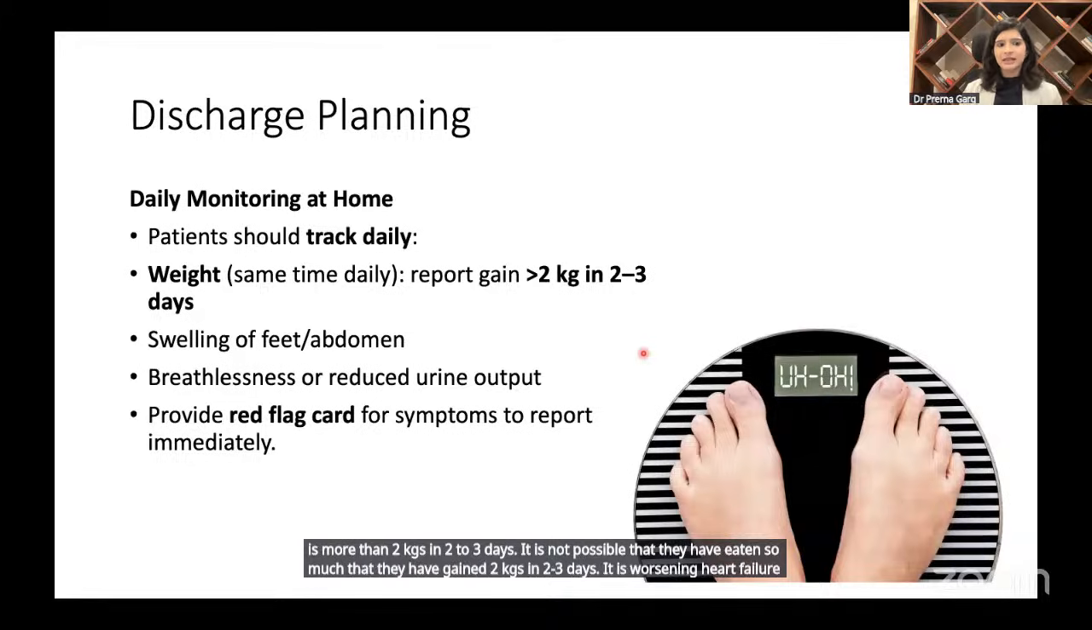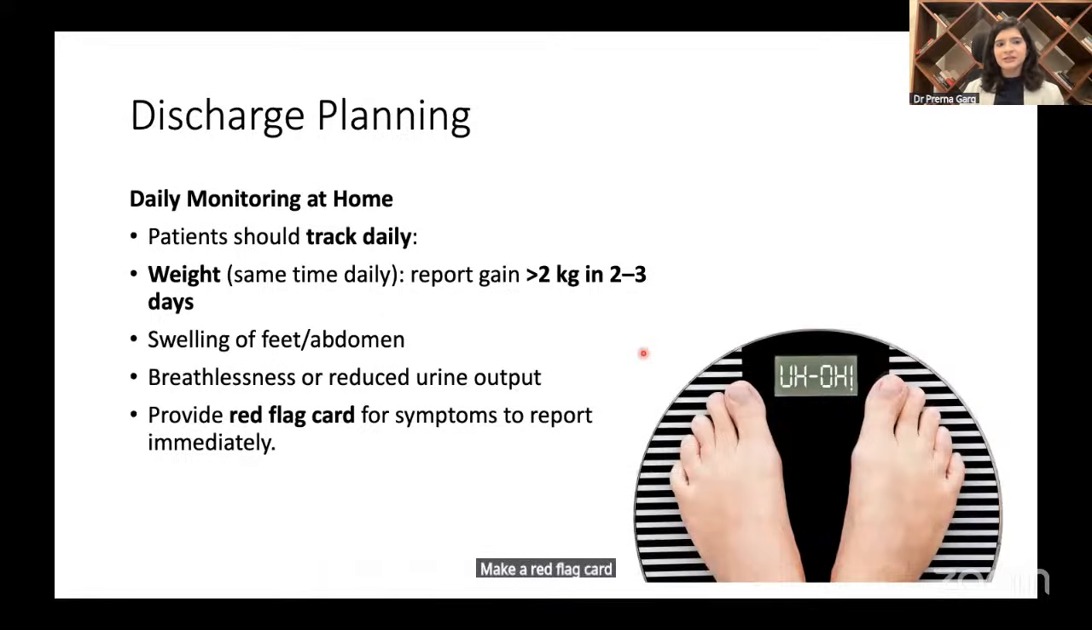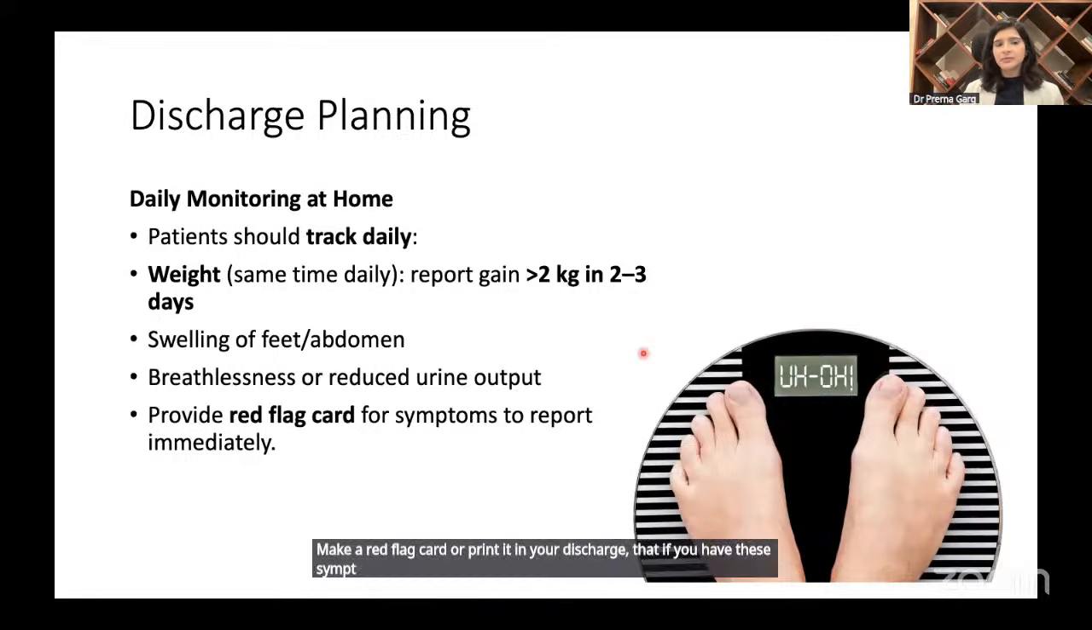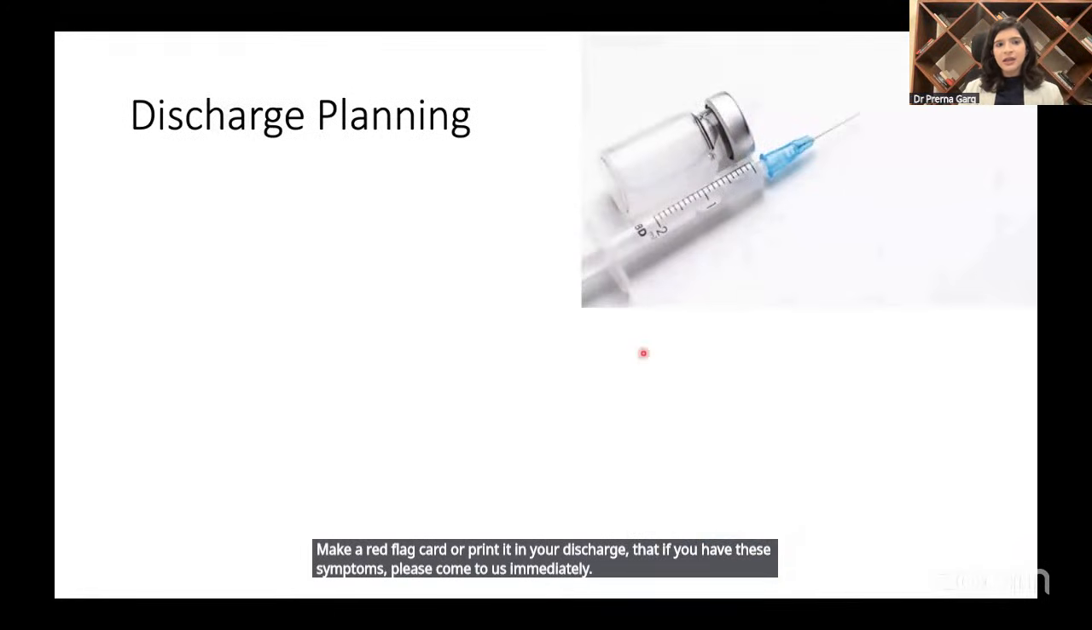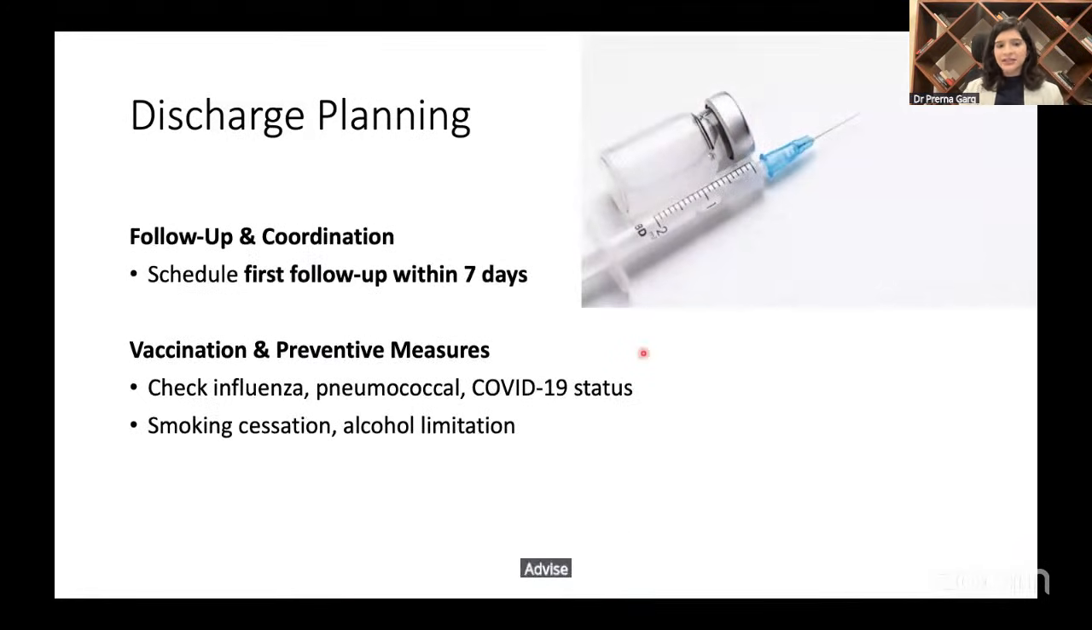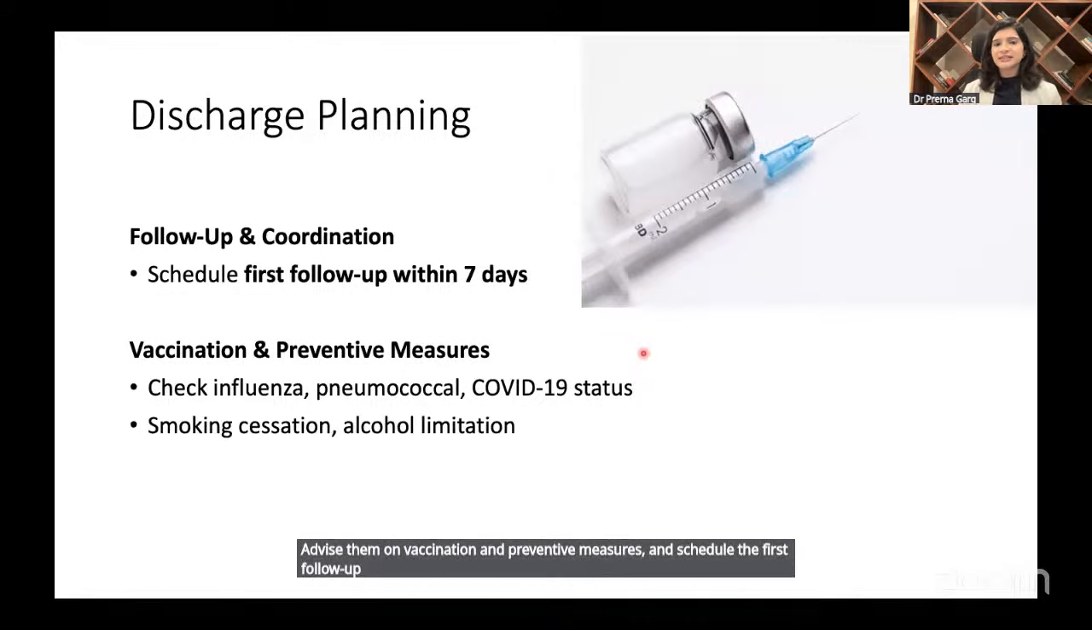Fluid has been retained. If there is any swelling of feet or abdomen, breathlessness or reduced urine output, make a red flag card or print it in your discharge that if you have these symptoms, please come to us immediately. Advise them on vaccination and preventive measures and schedule the first follow-up, which should be within 7 days of discharge.